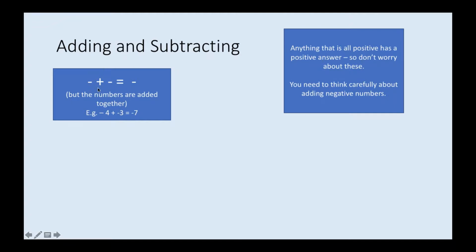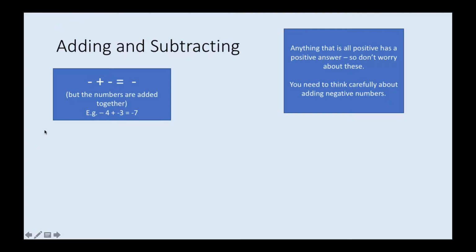If we have a negative plus a negative, such as -3 plus -4, your answer will be negative, but you have to add the numbers together. So 4 add 3 is 7, but because these are both negative, it makes a -7. You can think of it like you are overdrawn £4 at the bank, and then you went and bought something else from a shop, so you're overdrawn another £3. So altogether, you owe the bank £7.